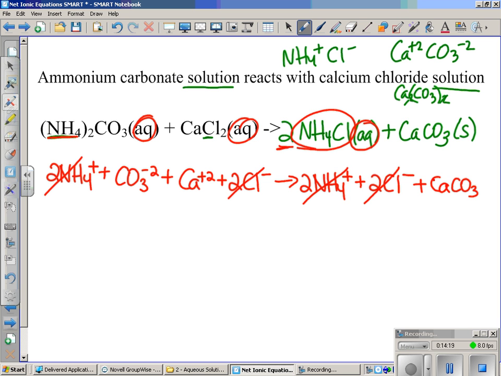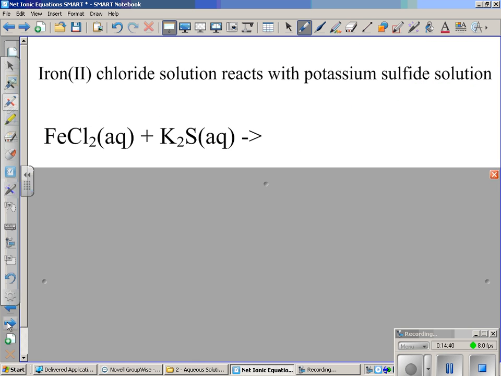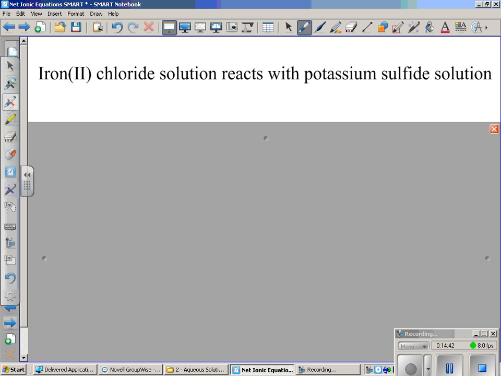I'm going to cancel things out that can cancel. So NH4 pluses cancel and 2 Cl minuses cancel. And that leaves me with my final net ionic equation, like so. Again, notice my charges are still there. Don't lose those charges. They need to be there. But this shows the precipitation portion of the reaction. Okay, let's try another one.